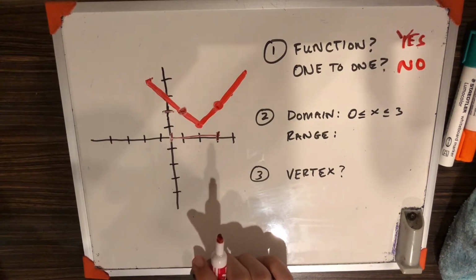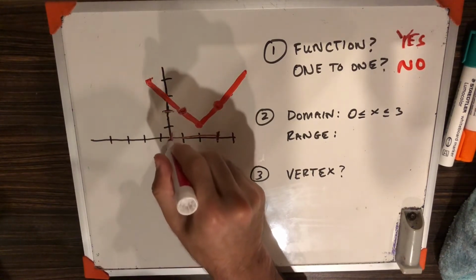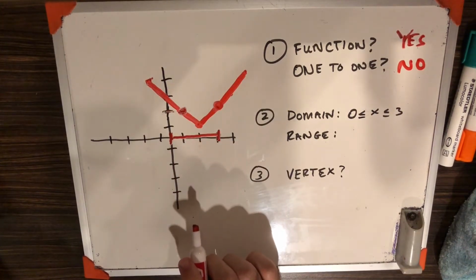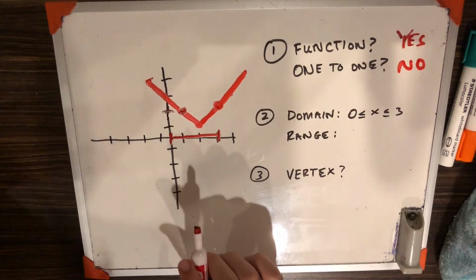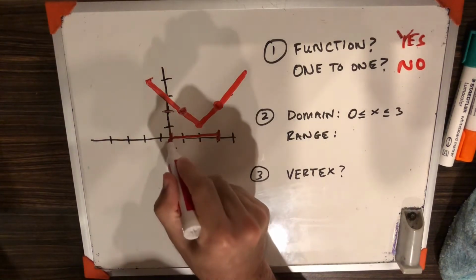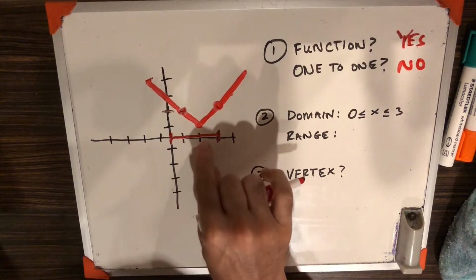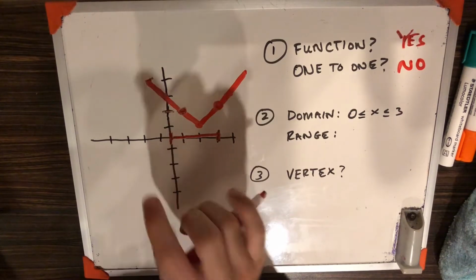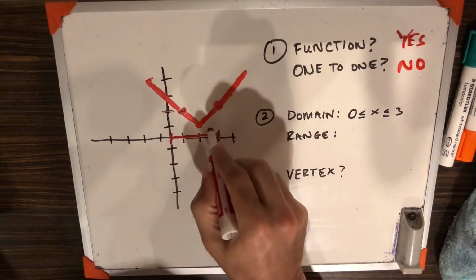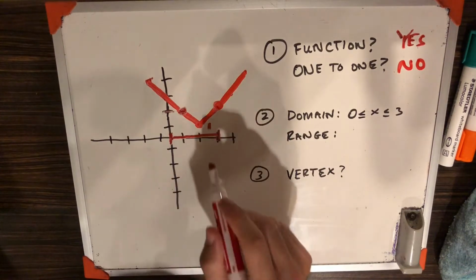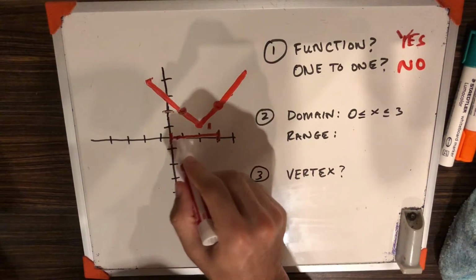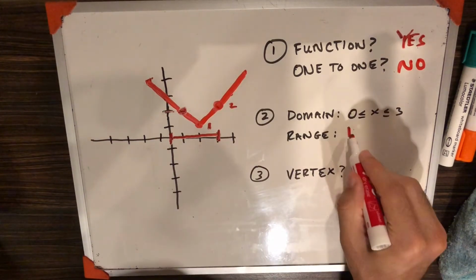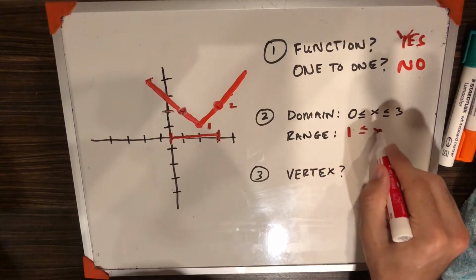Number 2, domain being from 0 to 3, let's take a look at what our range would be. So we're only looking from 0 to 3. What's the lowest point it goes and what's the highest point it goes, specifically from 0 to 3? Well, the lowest point it goes is at 1, and the highest point it goes from 0 to 3 is at 2. So the range for this would actually be between 1 and 2.